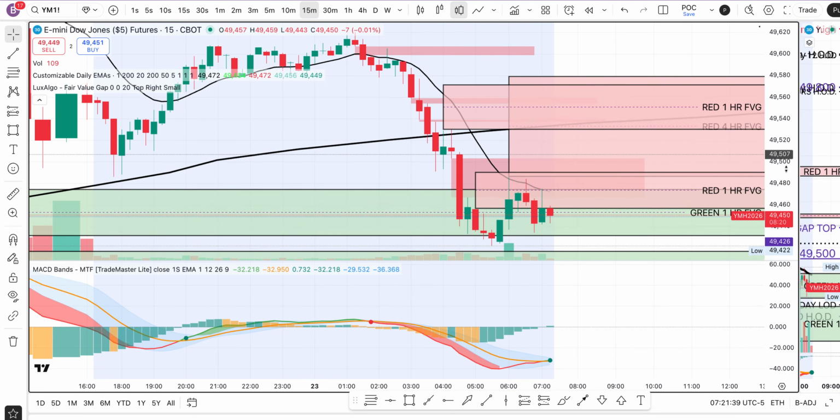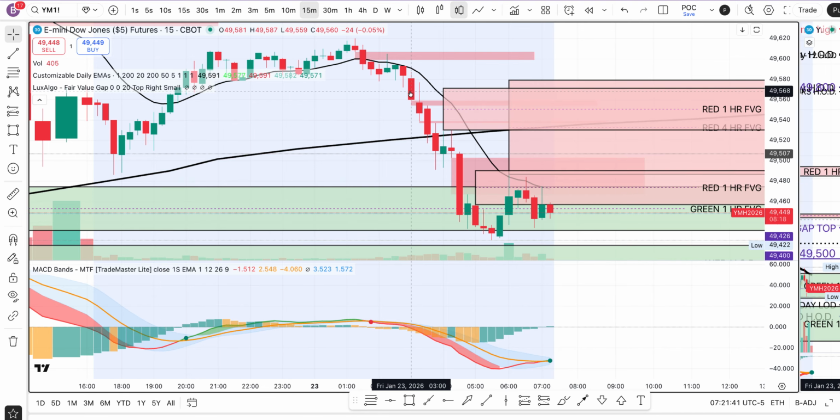So we're taking a look here. We're seeing the overnight price action. This is the London Open, Friday, 3 o'clock a.m.